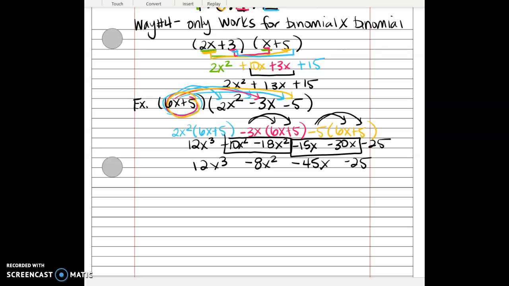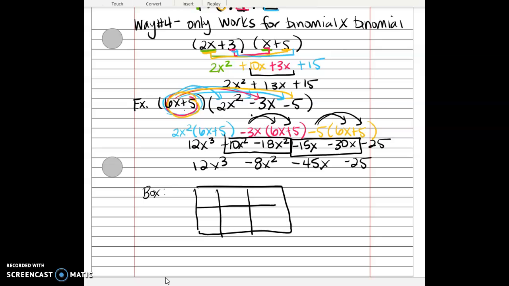You could set it up vertically. We can also use the box, which I really do enjoy, and I'm hoping that some of us like this as well. But if I were to set this box up, I have 2 terms in the first one, 3 terms in the second one. So I'm just going to set up a 2 by 3 or a 3 by 2, depending on how you like to draw your box.